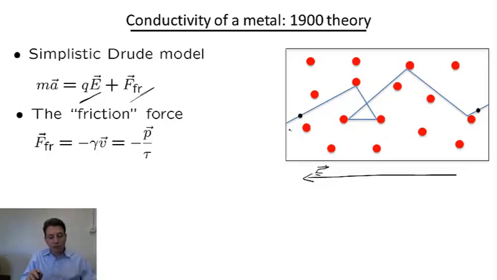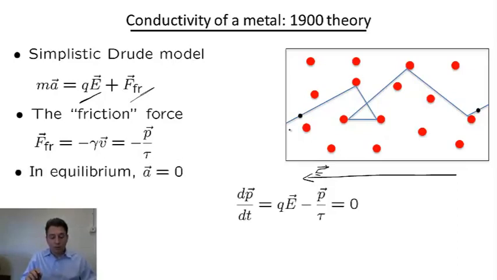And now what he did, he simply wrote down this model. Of course, we can write the left-hand side of the Newton equation as dp/dt, and the right-hand side, putting this together, is going to be the electric force and this friction force. In equilibrium, we demand that there is no acceleration of electrons. If we take a piece of metal and apply some electric field, eventually it's going to come to some sort of steady state. There is going to be a current, but there's not going to be indefinite acceleration of electrons. They're going to come to a steady state, and this steady state will determine the current.